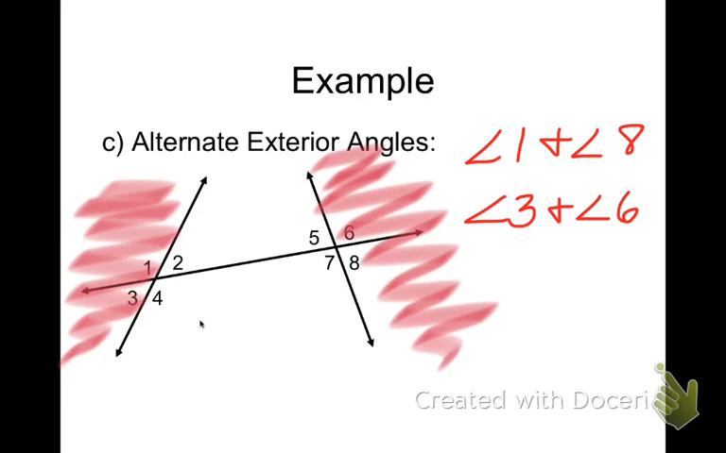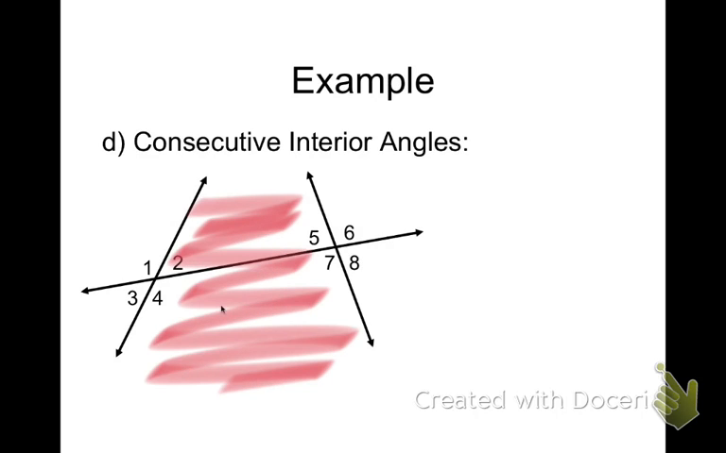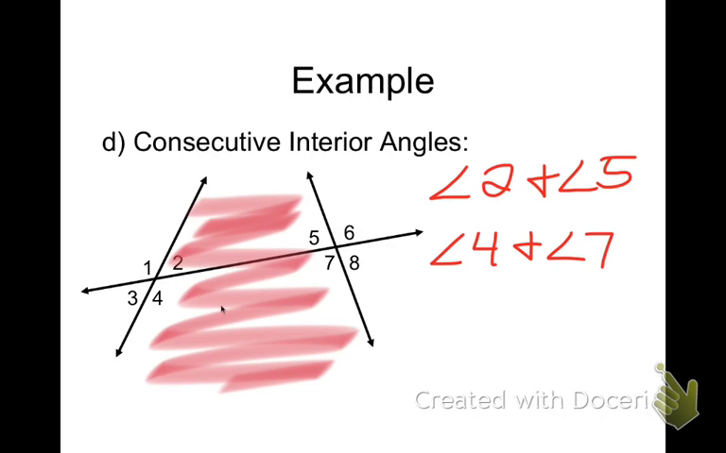You see it? All right, and then our last grouping is consecutive interior. So we're back in the interior, so we're back in between, but now I need them to be on the same side. So give me one set. 2 and 5. So angle 2 and angle 5. And the other is angle 4 and angle 7. Perfect.